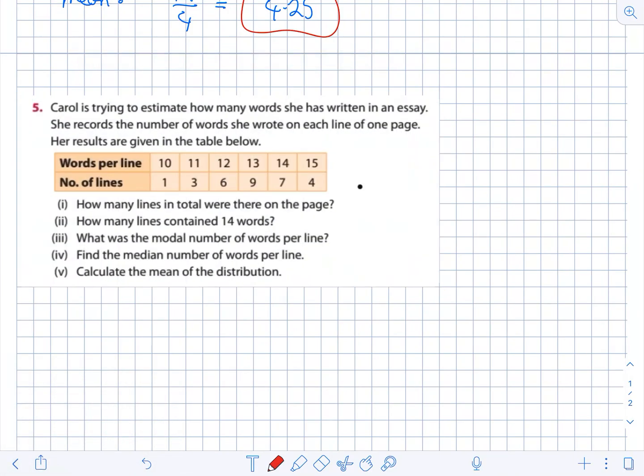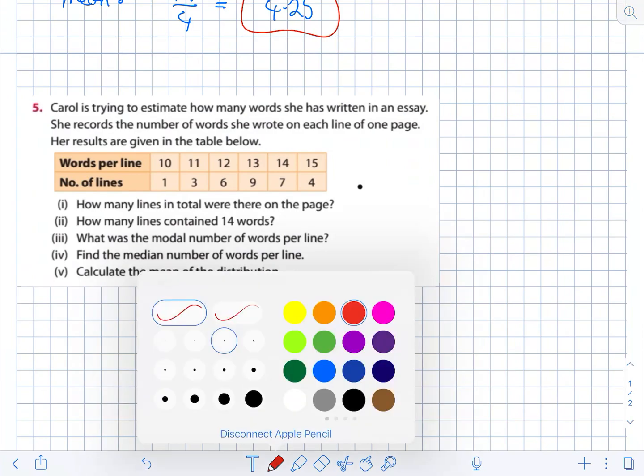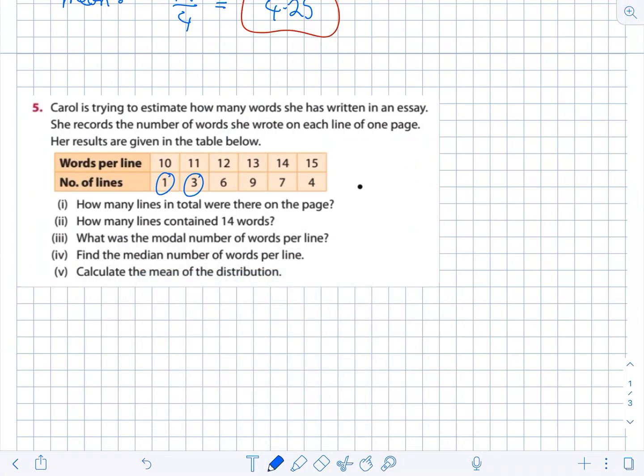Okay, so Carol is trying to estimate how many words she has written in an essay. She records the number of words she wrote on each line of one page. Her results are given in the table below. How many lines in total were there on the page? Right, so there's 1 line here, 3 lines there, so that makes 4. That makes 10, 19, 26, 30, so 30 lines. So on the page there were 30 lines.